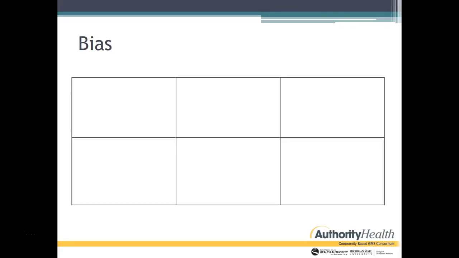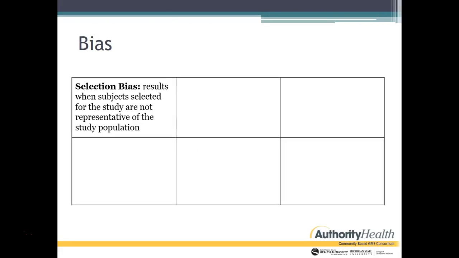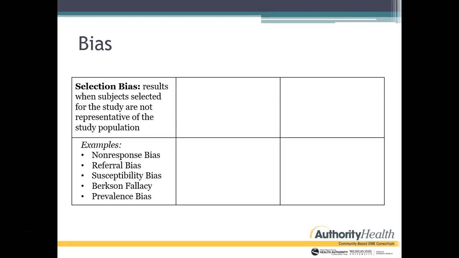All right, last topic today is bias. First type we're going to go through is selection bias, which results when subjects selected for the study are not representative of the study population. And there's a couple of examples that we're going to go through.